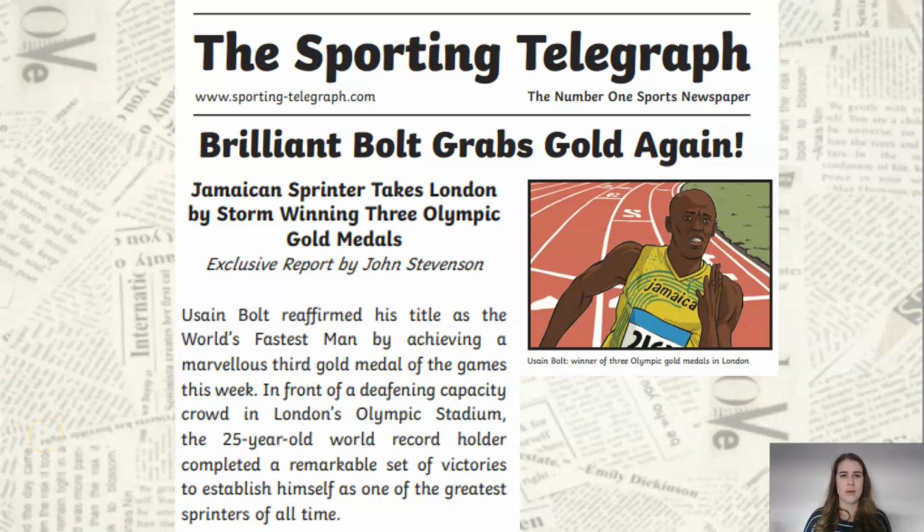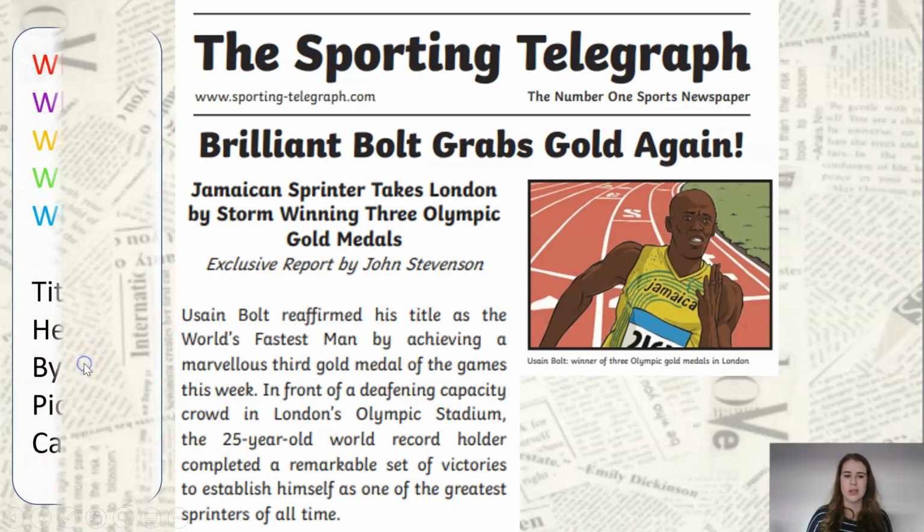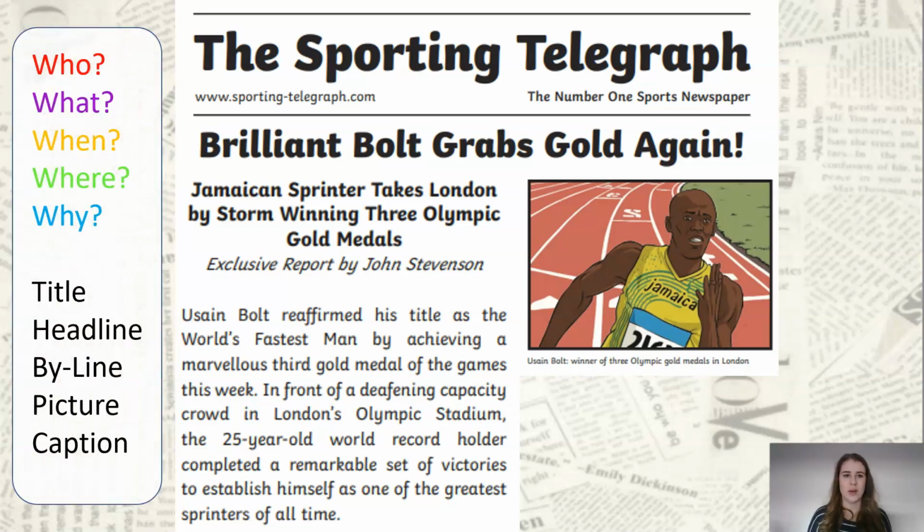So it's important to remember that although we're going to be looking at our 5 W's today, we still need the starting elements of our newspaper report. So this is going to be my key for today. I can see I've got myself a title up here. And I can see that I've got myself a headline. Okay, so brilliant, Bolt grabs gold again. I can see I've got my byline. I'm going to model this to you today. So this is the name of the person that's actually written the newspaper report. And then we have our picture over here with a caption that explains what the picture is about.